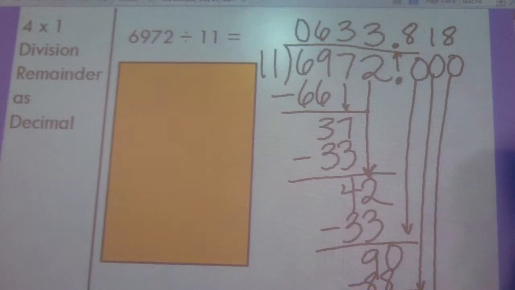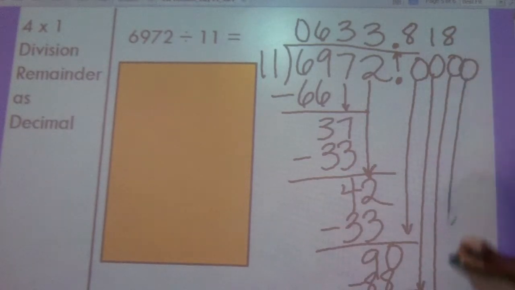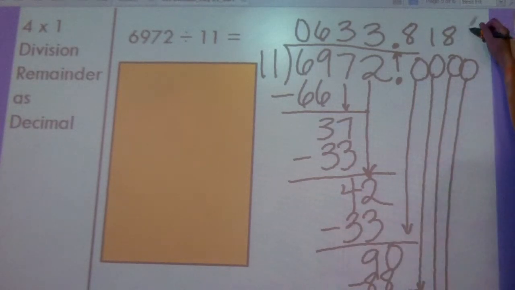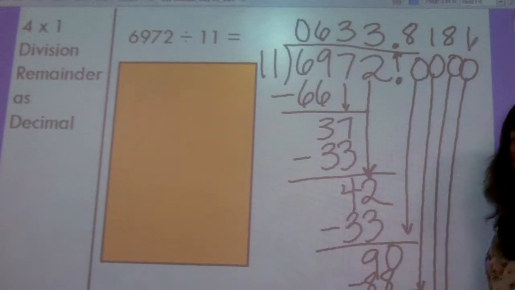Look at this pattern that's been created. It went into 90 8 times, then into 20 1 time, then into 90 8 times. Now, again, I'm going to have to add a 0 and ask myself, how many times does 11 go into 20? That would be 1 time. This is going to repeat, repeat, repeat forever.